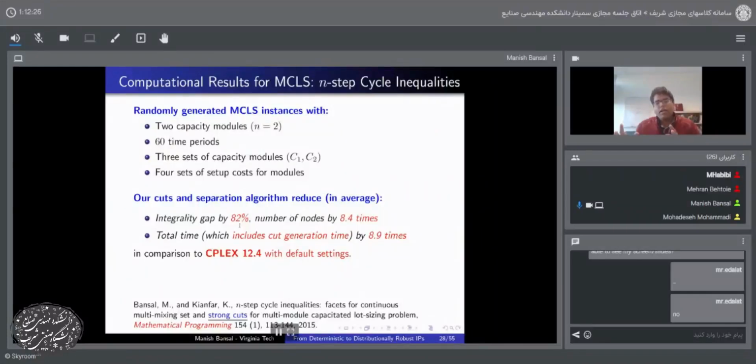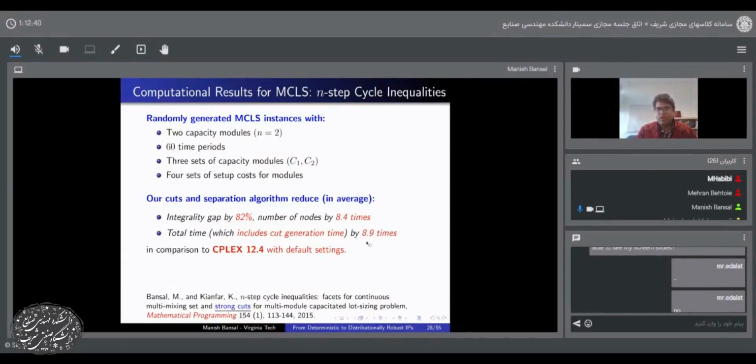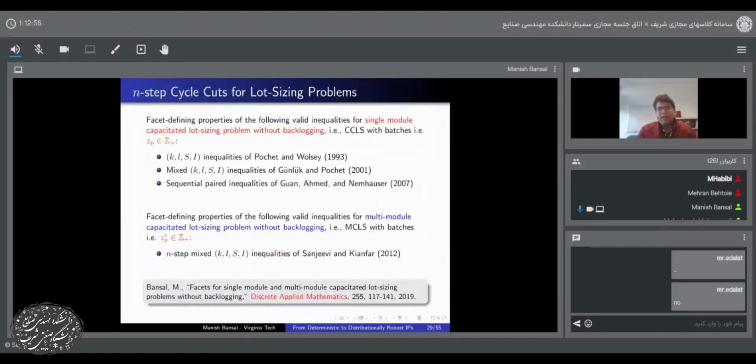Okay, so when we do that, in comparison to Cplex with its default setting, the number of nodes needed is reduced by 8.4 times, and the total time, which includes the cut generation time, is reduced by 8.9 times on average. So that showcases that these are computationally strong inequalities. But one thing to notice is, so far when I say that we have developed these inequalities, these are only valid inequalities. So thereafter I studied what could be the facet defining properties. We observe that empirically they are strong, but are they strong theoretically as well?